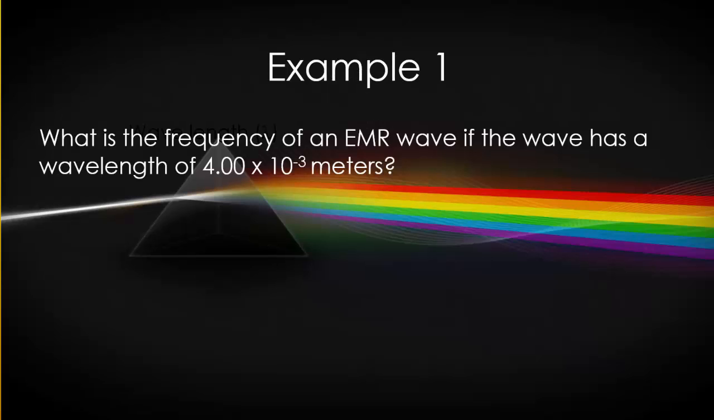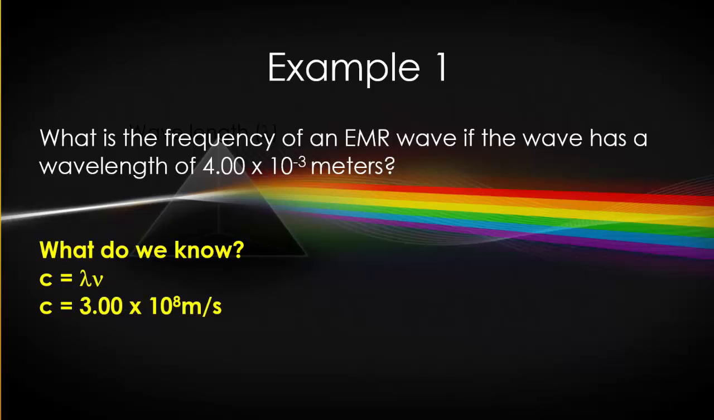The first one is, what if you had a wavelength of 4 times 10 to the minus 3 meters? What's the frequency going to be? And to tackle any problem, you always start with, what do we know? Well, we know that c equals lambda nu, that c is 300 million meters per second. We know that the wavelength, lambda, is 4 times 10 to the minus 3 meters. We have no idea what the frequency is because that's what the question is asking.